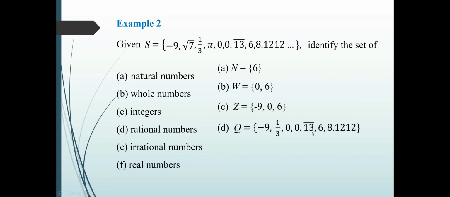You can also press your calculator, 8.12121212, and then try to change it into the form of fraction. Okay. So irrational numbers are numbers which cannot be written in the form of fractions, which are besides the rational numbers. The ones left are square root of 7 and pi.